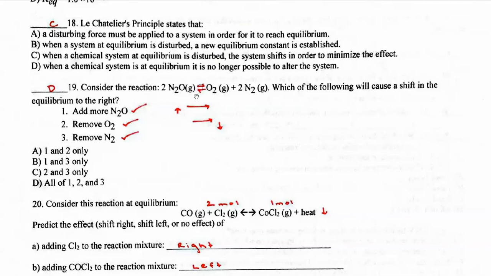Okay. For 19, I'm asking what causes a shift to the right. So let's look. For N2O, if I increase N2O, that's going to cause a shift to the right. Okay, so that's good. If I remove O2, it's going to cause another shift to the right because I've removed it. So it's going to shift over to reestablish equilibrium. And if I remove N2, it's going to shift to the right as well.